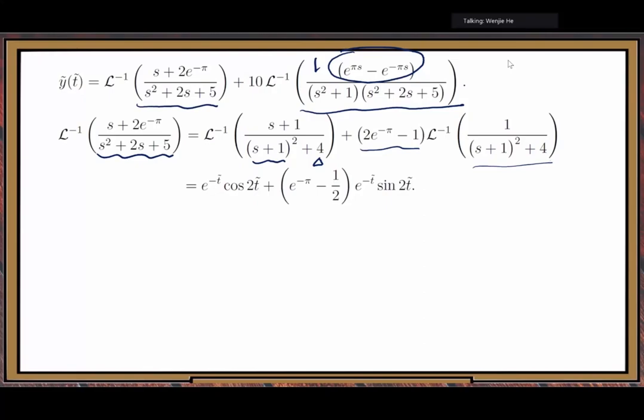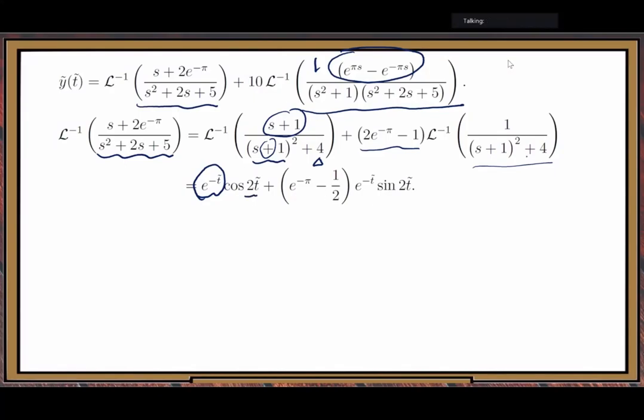Then, to take care of s plus 1, you have this e term, e to the negative t. First shifting theorem, look at it: the sign is opposite. You have plus sign here, then for this e function you need to use the negative 1, so opposite direction. So cosine omega, 4 is 2 squared, so omega is 2.